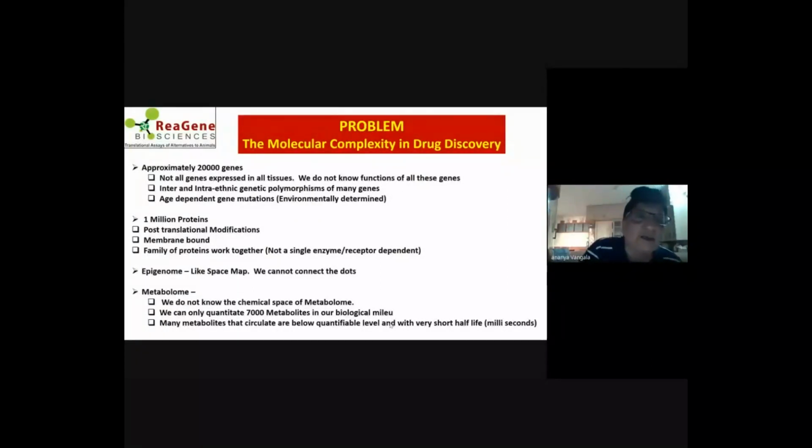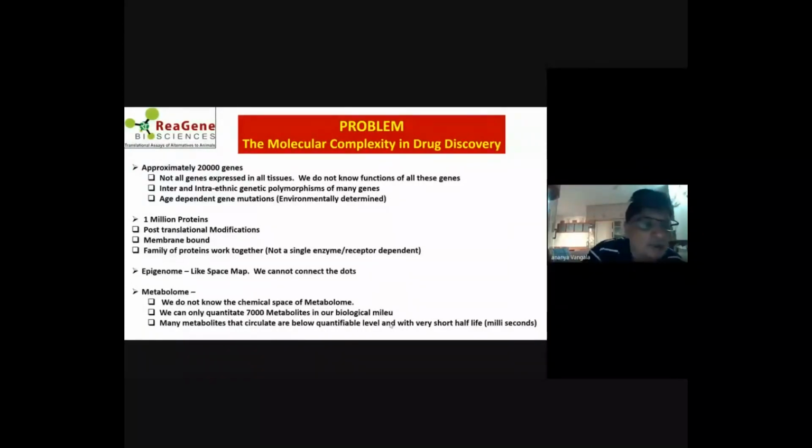And there are inter- and intra-ethnic genetic polymorphisms of many genes. In fact, Caucasians versus Africans, and even within Caucasians, some genes are polymorphically expressed. That means certain 10% of the patients either don't express the gene or have a mutation in the gene. So all this boils down to the human biology. And now, as we age, we put on more mutations due to the environmental or lifestyle factors that we are living with.